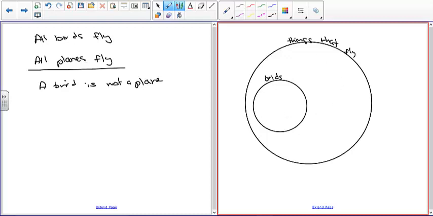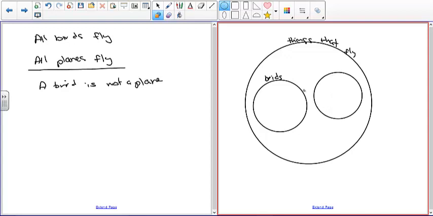Now the second premise is all planes fly. So what that allows us to do is stick that also in here, but it doesn't allow it to be inside the other circle. So this is planes. So of things that fly, all of the planes fly. Now the conclusion is a bird is not a plane.